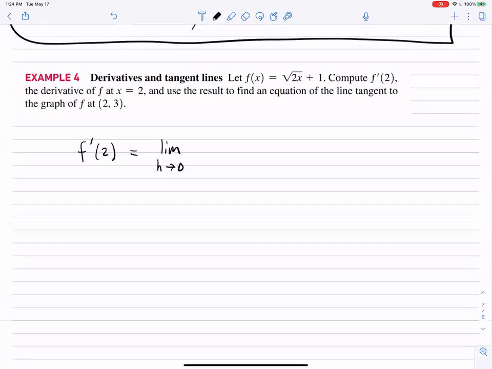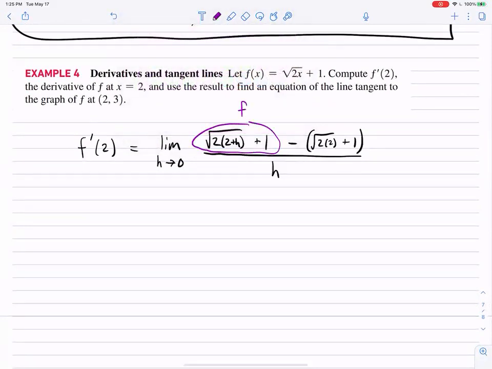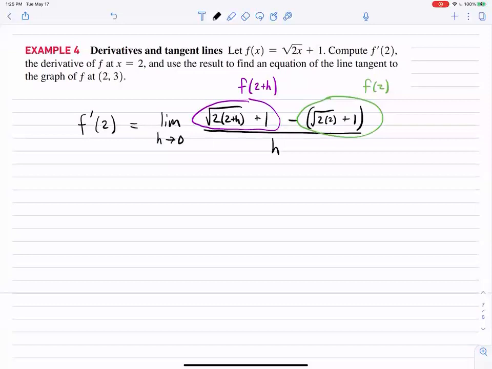It will be the limit as h approaches 0 of f of 2 plus h, which is the square root of 2 plus h, and then in parentheses, it's very important that we have that in parentheses, plus 1, and then minus f of 2, which is the square root of 2 times 2 plus 1. That's in parentheses because we're subtracting the whole thing. And then all over h, because this right here is f of 2 plus h, and then this right here is f of 2, right? And so that's where the formula comes into play. So what is this equal to?